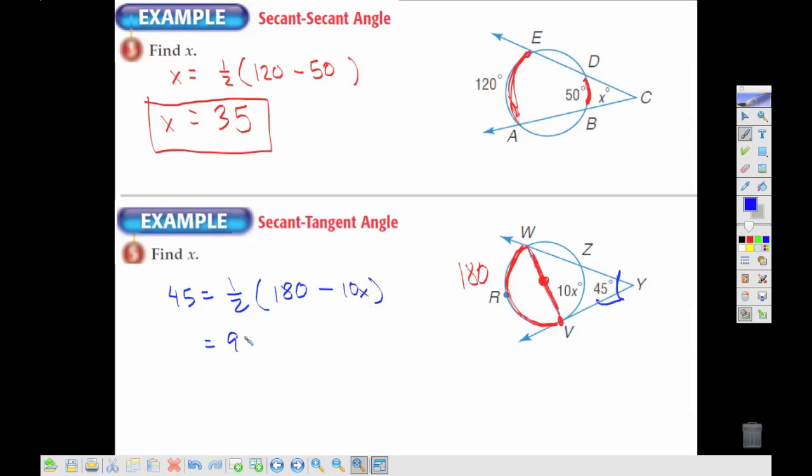If I divide those by 2, that'll give me 90 minus 5x, or I could have multiplied both sides by 2. And then that will give me 5x equals 45, by subtracting 45 and adding 5x. And dividing both sides by 5 will give us 9. So x is equal to 9.